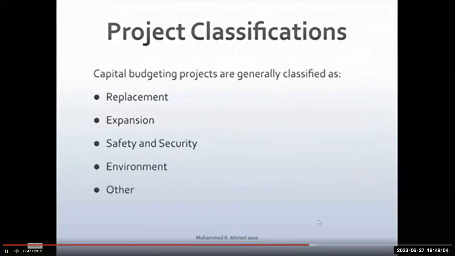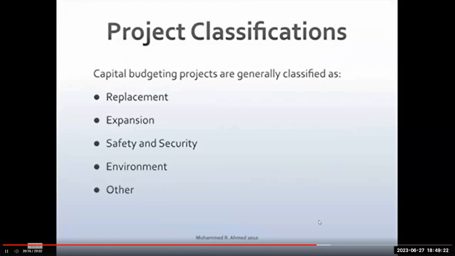Capital budgeting projects are generally classified as replacement, expansion, safety, security, and environment, and other. Companies have to replace old equipment because of breakdowns, lower productivity, or technological obsolescence to maintain the production capability of the firm. Replacement projects are the most common capital budgeting project in the business. Expansion projects occur as a result of a company's strategy to produce new products or to enter new markets or new industries. A change in environment and government regulation leads to safety, security, and environmental projects. Other projects are research and development projects based on the strategic planning of the firm.